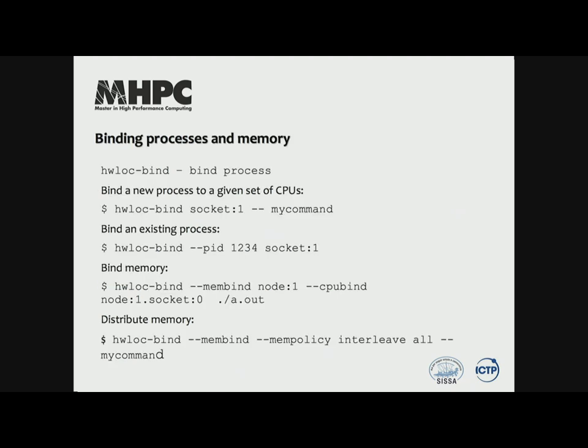So these are a few comments, but I don't want to go too much on this. You can bind the process to a given set of CPUs, and you have this nice feature to bind the memory as well. So you can say hwloc-bind, memory bind on node 1, and then CPU bind on node 1, socket 0, and you can see the effect of this. You can also distribute memory this way, in which you mem bind, and then you define the mem policy as interleave all.